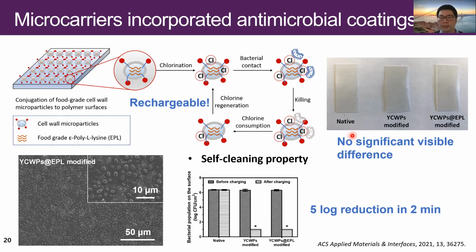So here is a photograph of the native plastic material and the modified plastic material, and there is no significant visual difference. And our material has a very good self-cleaning property. If we inoculate 6 log of bacteria on the surface, we can get 5 log reduction in a very short period of time.